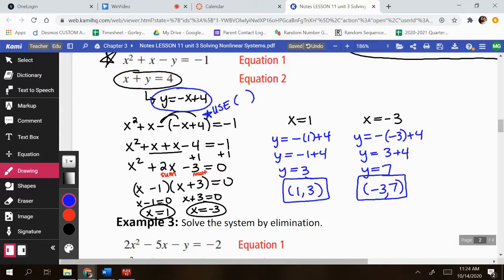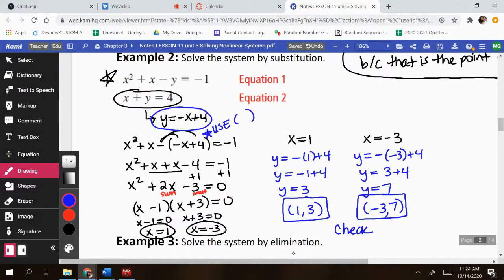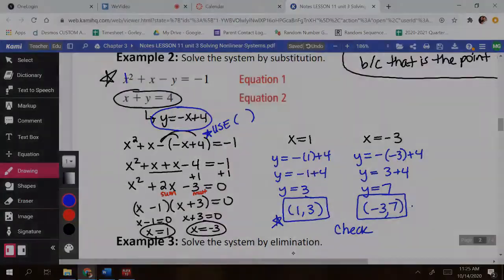Let's go ahead and just check our work really quick. Plug it back into the original functions and see if it balances. Okay, don't forget to check your work. I'll do it with just one of them, but really you should do it with both of them each time. If I plug in 1, 3, this would be 1 squared plus 1 minus 3. Does that equal negative 1? Let's see, we get 2 minus 3, which does equal negative 1. Good. And then if I plug it in here, 1 plus 3 would be 4. Yes, that works. And then you'd also want to check the other point as well. You would check the negative 3, 7.